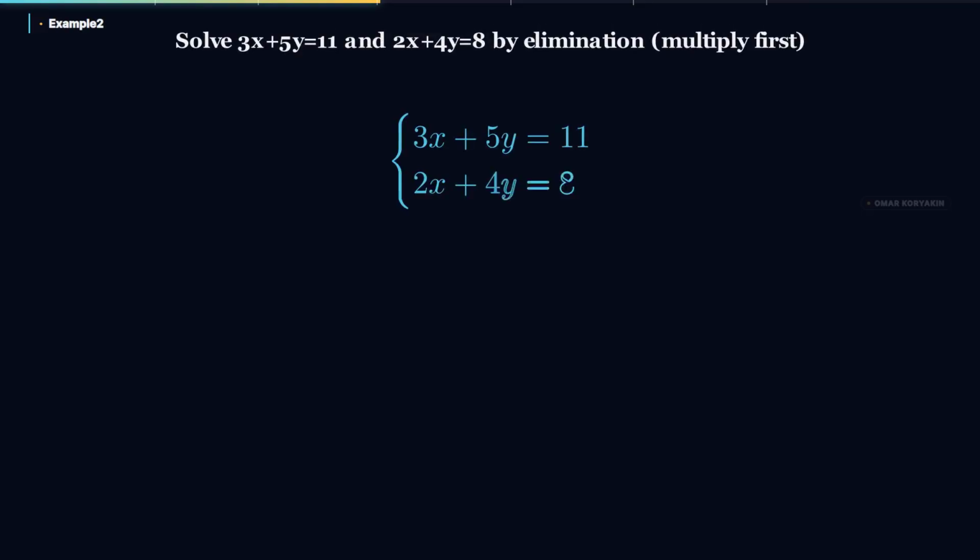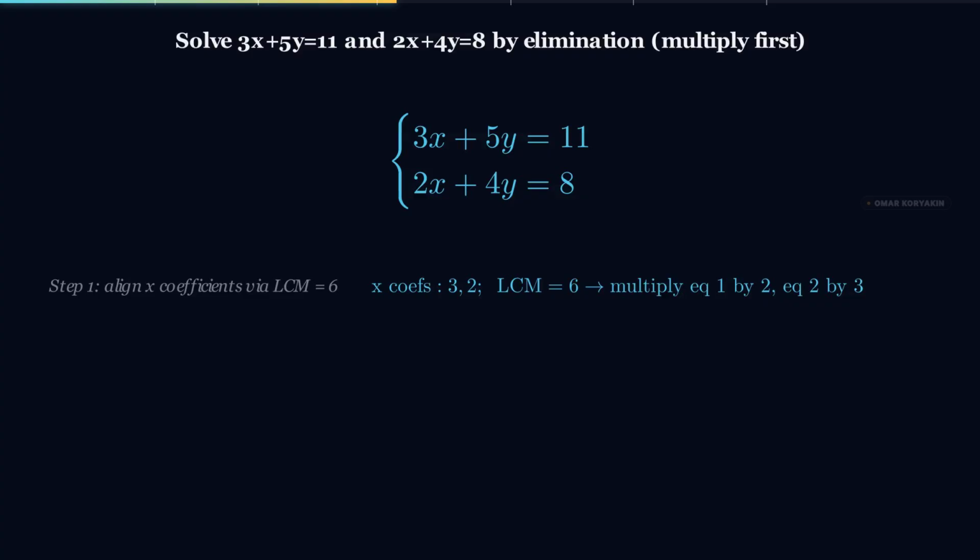Here is the second worked example. Solve the system 3x plus 5y equals 11 paired with 2x plus 4y equals 8 using the elimination method. The coefficients do not match directly, so we will multiply the equations to align them before cancellation. Step 1. Align the equations. 3x plus 5y equals 11 on top, 2x plus 4y equals 8 below. We need to choose which variable to eliminate by multiplication.